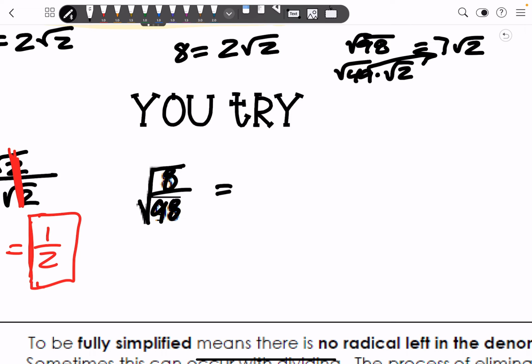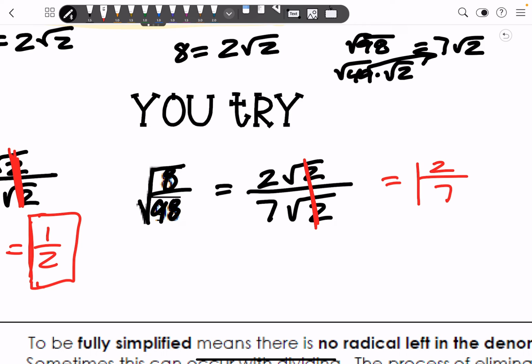Knowing those perfect squares will help you become so much faster at this and at your math in geometry, in algebra 2, and so forth in general. It helps you pick up speed on your SAT too. So you get 2 square root of 2 all over 7 square root of 2. This one's out, and you get 2 over 7. That's it, because 2 over 7 can't simplify.